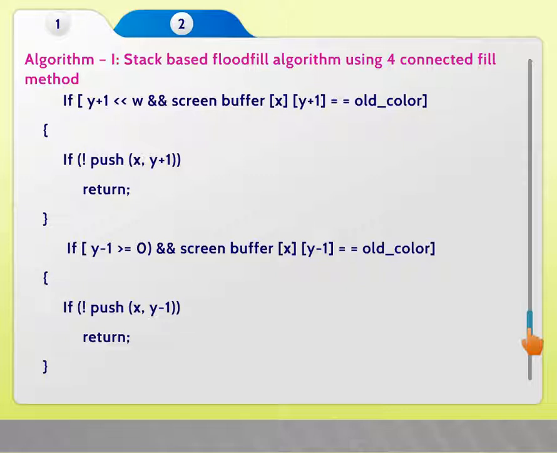If y+1 < w and screen_buffer[x, y+1] is equal to old_color, if not push(x, y+1), return. If y-1 >= 0 and screen_buffer[x, y-1] is equal to old_color, if not push(x, y-1), return.